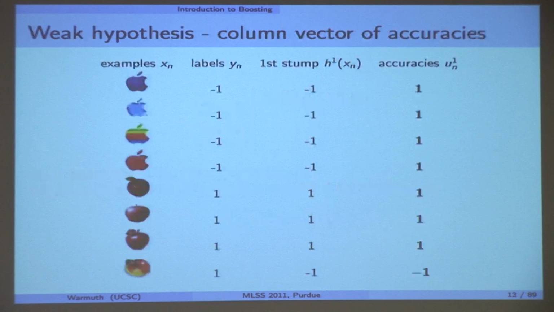Again, here we had our original apples. The left one is the labels, +1 and -1. And then the stump classifies a certain way. The multiplication of both is your accuracy. If the two agree, then -1 times -1 is +1, and you're accurate. You're also accurate if both are 1. But you're inaccurate if the two disagree, since the product is -1.